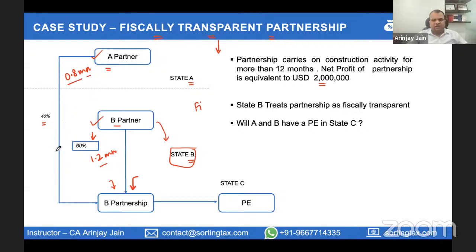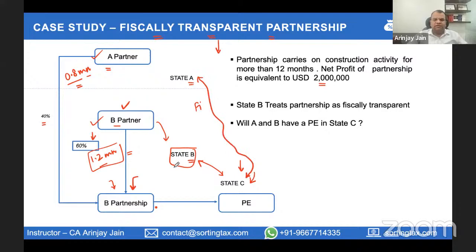In these cases, the first thing that one needs to understand is that the treaty that applies is the treaty between the residence of the partner and the state from where the income is generated. In this particular case, if B gets $1.2 million, the taxability of this $1.2 million in state C, where B is working, will depend on the provisions of the treaty between state B and state C. As against this, the taxability of $0.8 million derived by A will depend on the terms of the tax treaty between A and C.